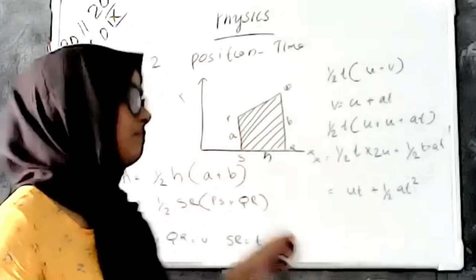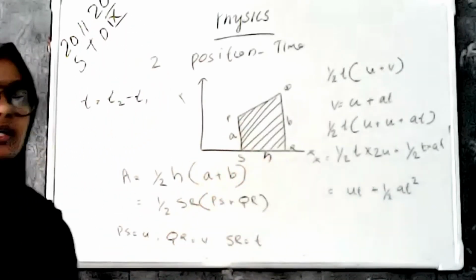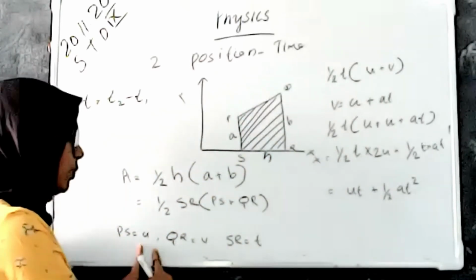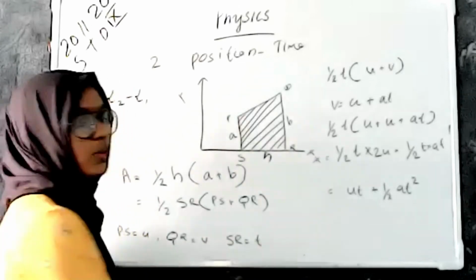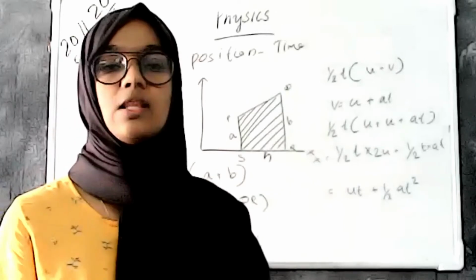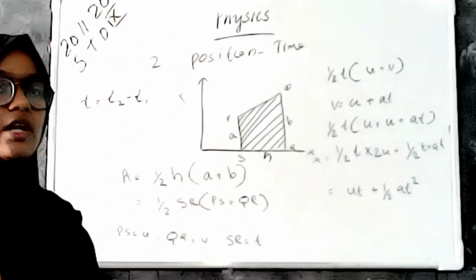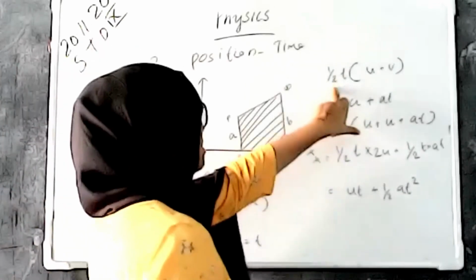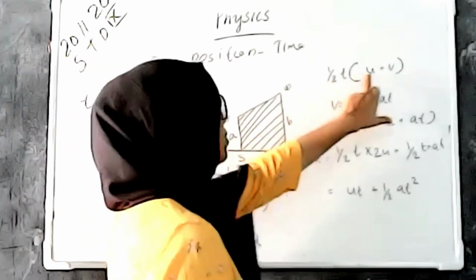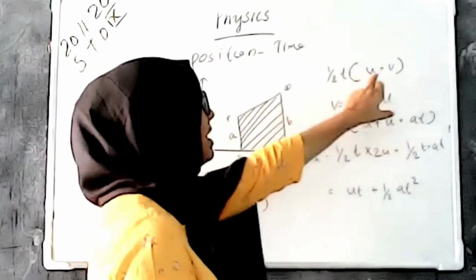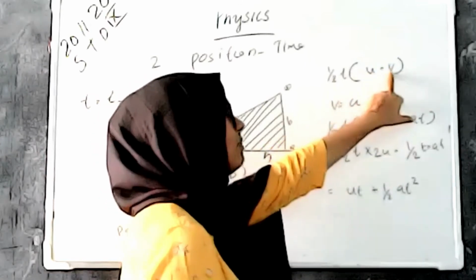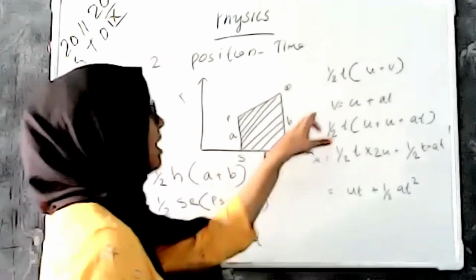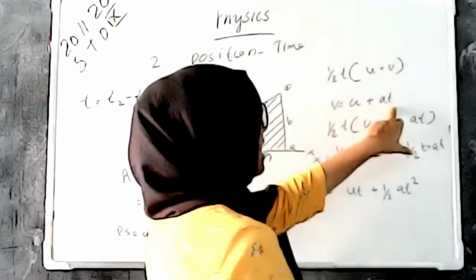For the second substitution we are taking SR as t. So in the second substitution we have PS is equal to u, QR is equal to v, and SR is equal to t. This we already found in the common derivation used to find the equations of motion. And we are substituting each of these. We got half t into u plus v. And again we substitute v using the first equation of motion, showing the velocity time relation, that is v is equal to u plus at.